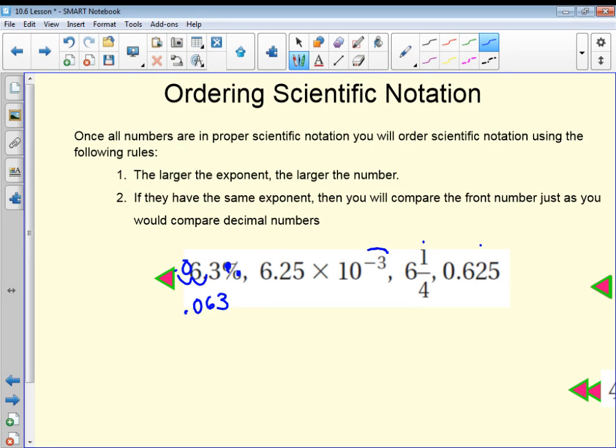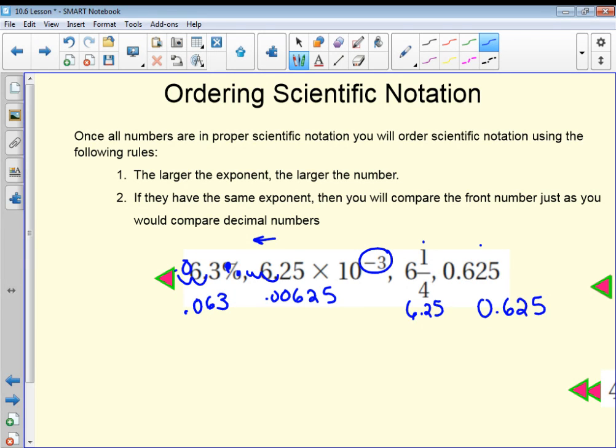So I'm going to go -3 places. So negative is that way on the number line. So 1, 2, 3, so 0.00625. This would be 6 1/4, 1 divided by 4 is 0.25. And then this is 0.625.